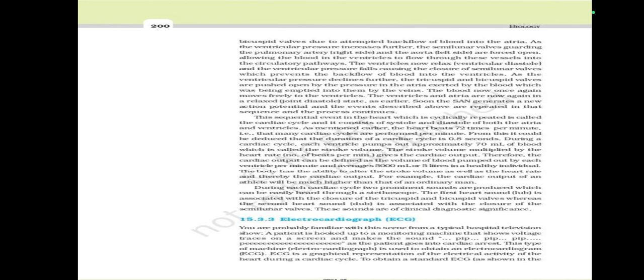Stroke volume multiplied by heart rate, the number of beats per minute, gives the cardiac output. Therefore, the ventricles pump out approximately 5000 milliliters, or 5 liters, of blood per minute in a healthy individual. The body has the ability to alter the stroke volume as well as the heart rate and thereby the cardiac output. For example, the cardiac output of an athlete will be much higher than that of an ordinary man.